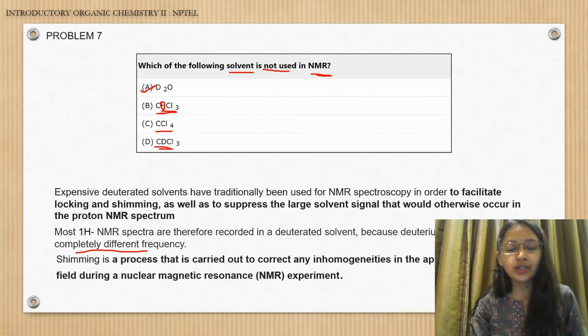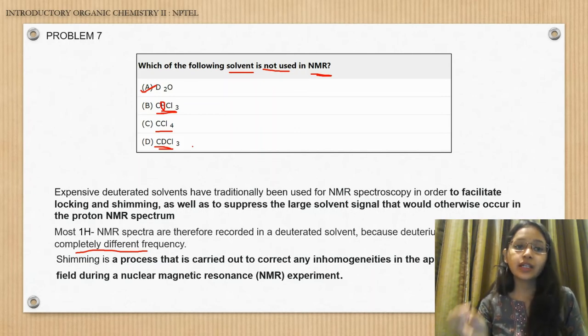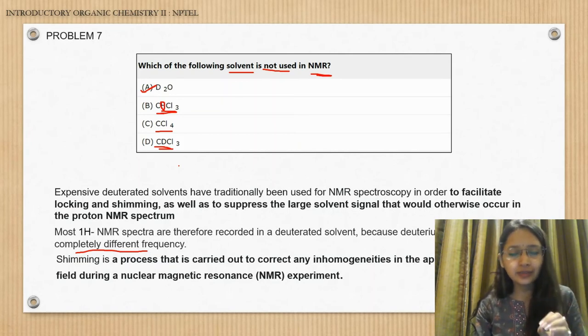But it is not the case that deuterated solvents don't contain any protons. They also have protons. What happens here is there is a hydrogen-deuterium exchange between the CHCl3 and deuterium. So it is not that if a deuterated solvent is there, you don't have a peak in the 1H NMR. You have a peak in 1H NMR, but that peak is because of the CHCl3 in the CDCl3, because deuterium is exchanged with a single proton.